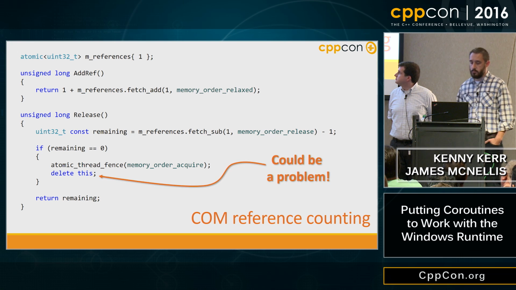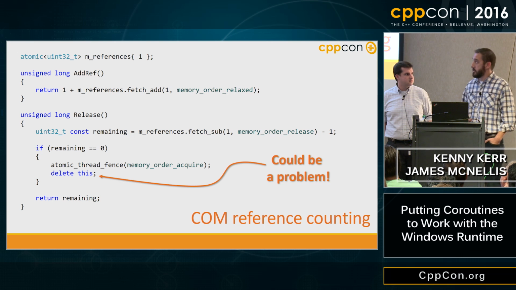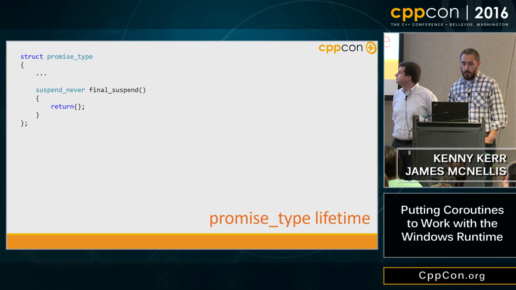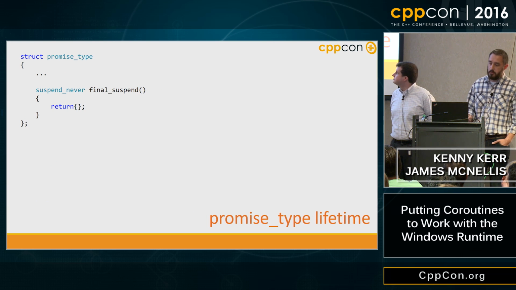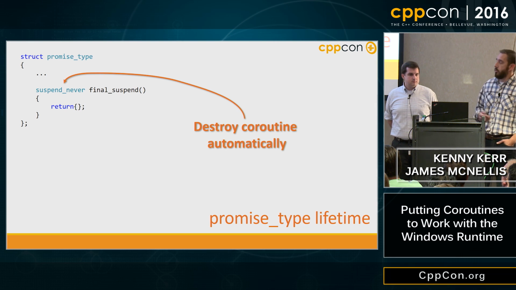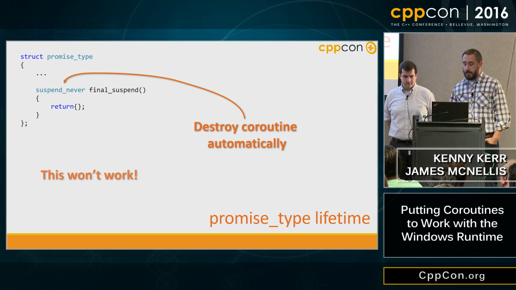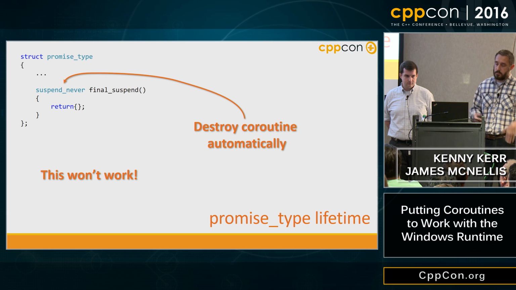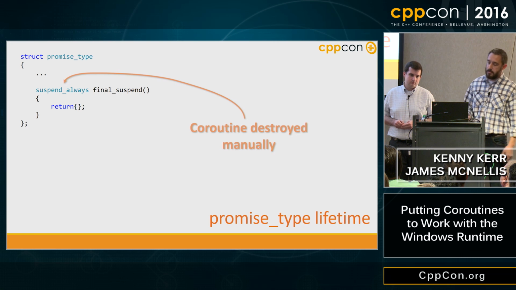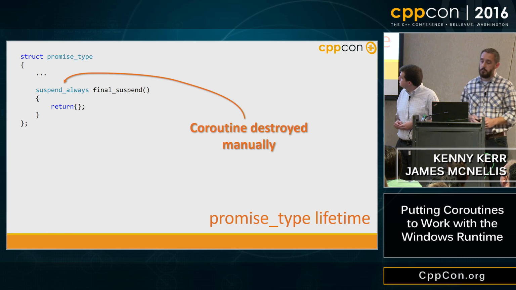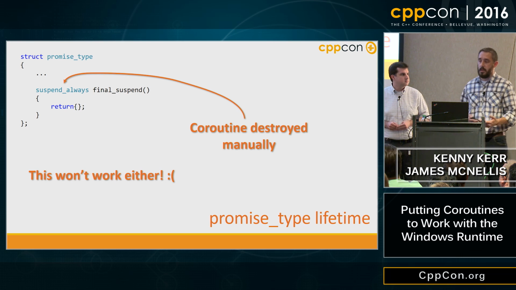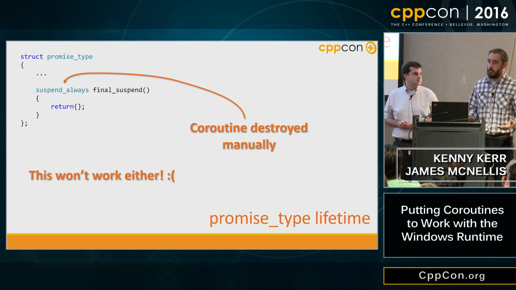That could be a problem though, because we can't actually delete the promise type. That needs to be destroyed separately because we didn't new it up in the first place. Looking at the promise type, we have two options so far. First is suspend_never, and that basically says we're going to destroy the coroutine automatically. But that won't work because there might be outstanding COM references to that same instance. Another option is to say suspend_always, which essentially says the coroutine will be destroyed manually. We'll take care of it. But that also won't work because we might not in fact have any outstanding COM references, so there's no one to destroy it.